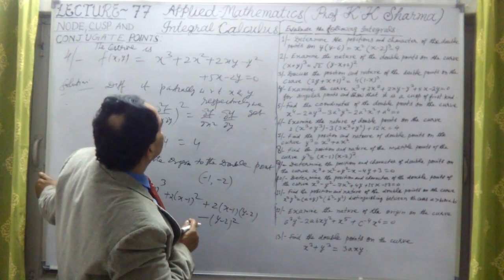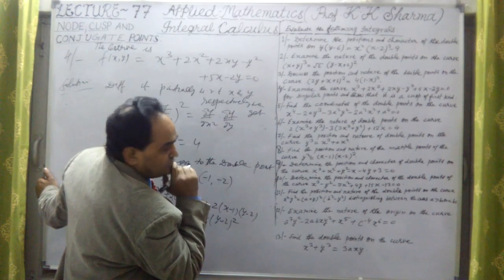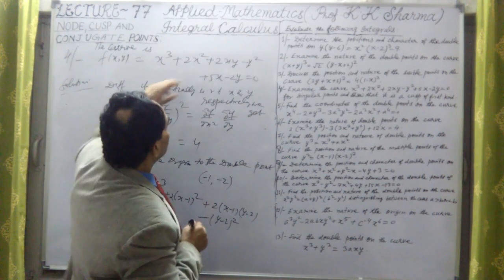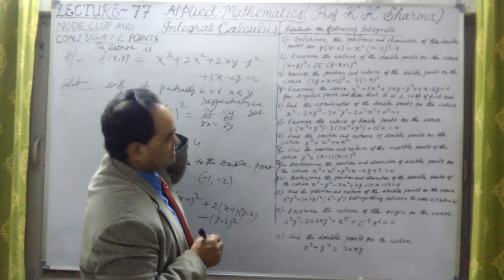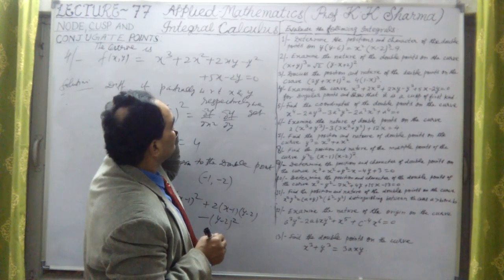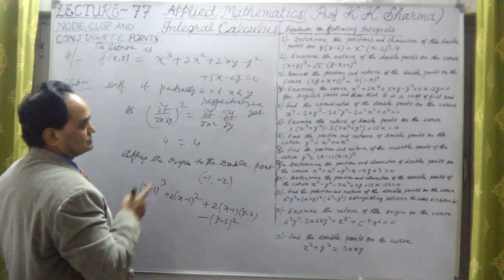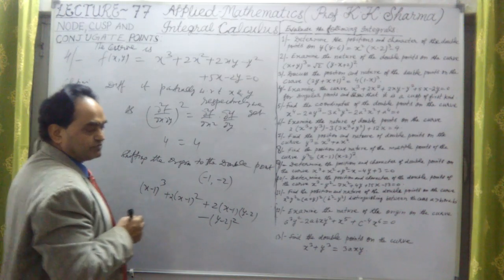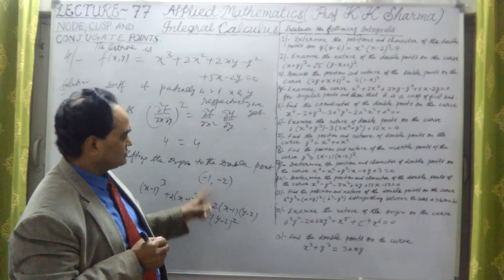Or if I equate from the given equation, we just simply do this. What we do, we equate the square terms. This is twice x square minus y square equal to 0, and y equal to plus minus root 2 x. That is also possible because here we are shifting the origin to the double point.